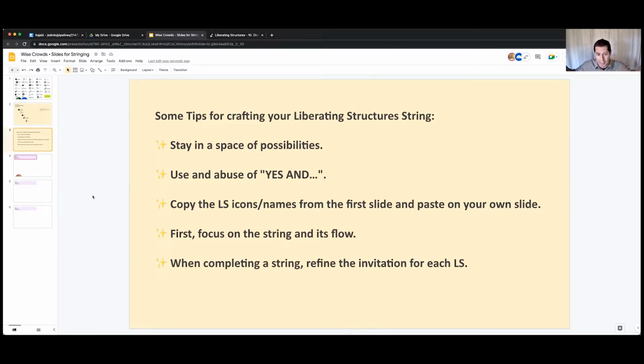Just 3, 4, 5 tips for crafting the structures, the strings. First one is to stay in the space of possibilities. So we are not solving the world's problems right now. We are just helping a client with some ideas. Use and abuse yes and. So we keep adding. Keep the icons on the first slide. We once had someone who was just taking the structures and people were asking, where is the impromptu networking? And they couldn't find it because someone took it. So keep the icons there, just copy and paste.